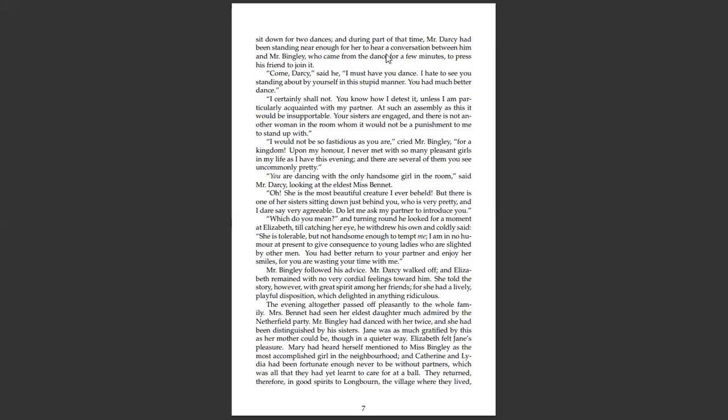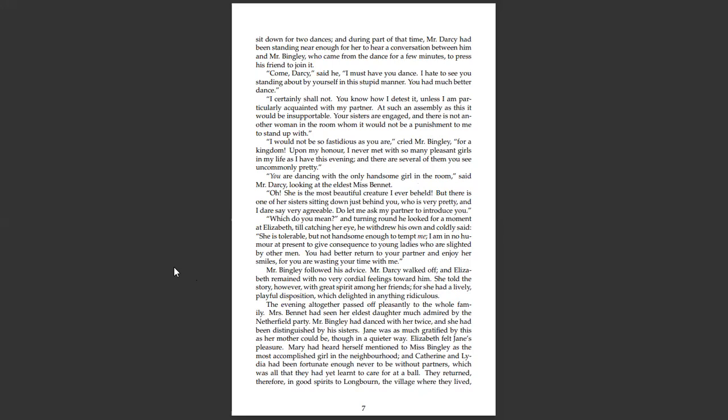"You are dancing with the only handsome girl in the room," said Mr. Darcy, looking at the eldest, Miss Bennet. "Oh, she's the most beautiful creature I ever beheld, but there is one of her sisters sitting down just behind you, who is very pretty, and I dare say very agreeable. Do let me ask my partner to introduce you."